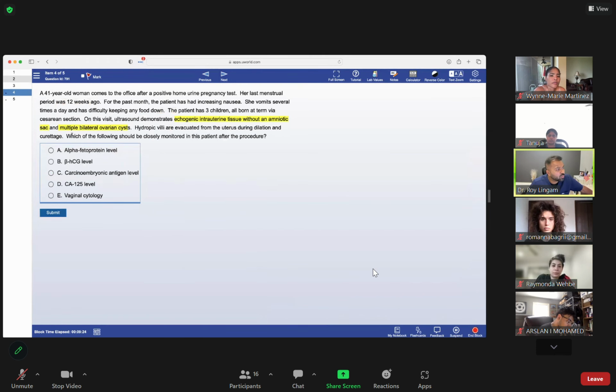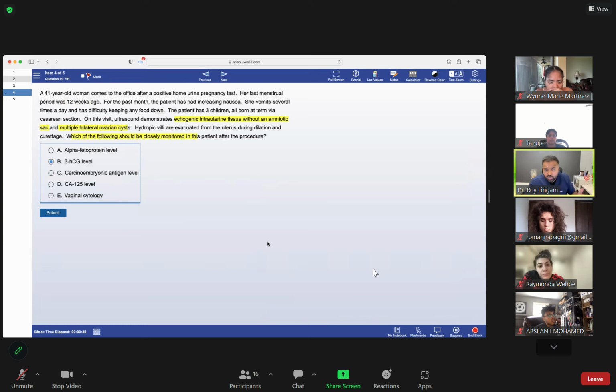Now, which of the following should be closely monitored in this patient after the procedure? The answer should be beta HCG. Why, folks? We studied that complete mole has very high beta HCG, right? Now, why do we need to monitor it? We want to make sure we removed everything. The only way to confirm that you removed everything is to monitor the beta HCG. So we will monitor until it goes down to 0.